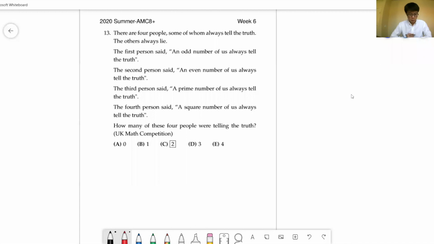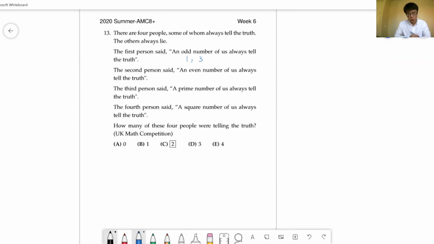All right, problem 13. This is a logic problem. We have 4 people. Some of them always tell the truth, some others always lie. So we have 4 statements from each of these persons. Now let's consider the first 2 statements. The first person said, an odd number of us always tell the truth. So if this is a true statement, that means an odd number of people tell the truth. Because there are at most 4 people, we have 1 or 3. We only have 2 odd numbers. So that corresponds to the first statement.